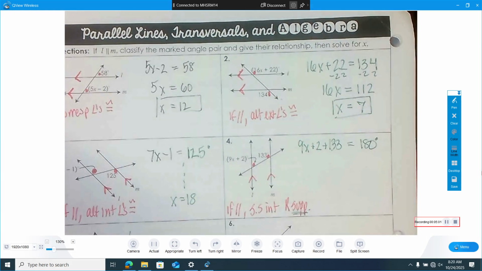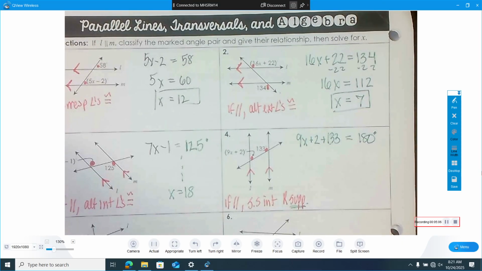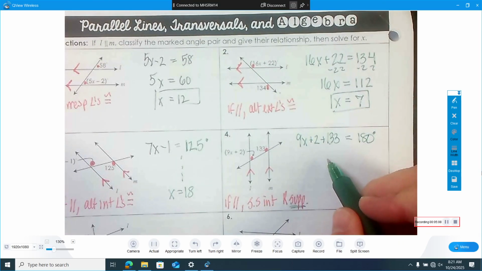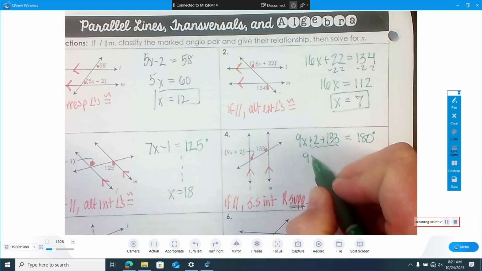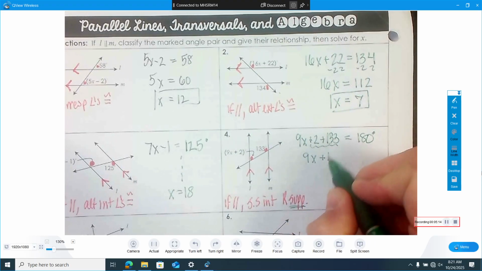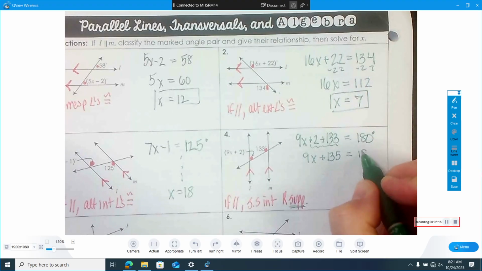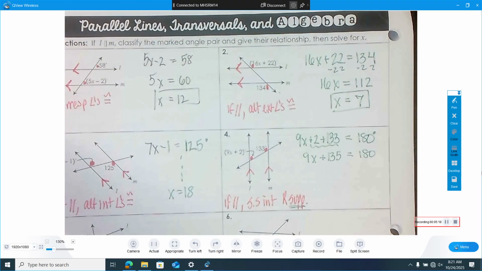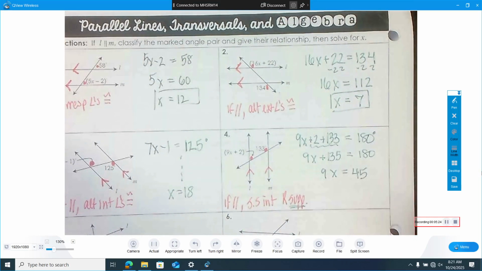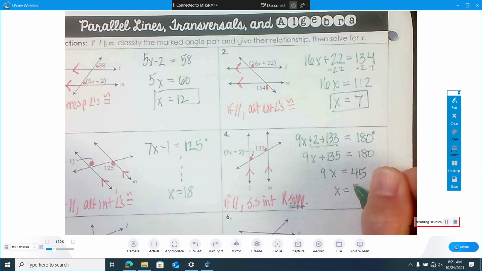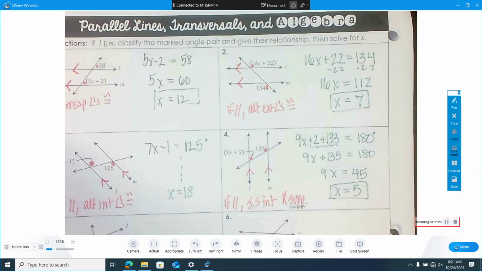That means 180 degrees. Let's solve this one. What should we do to solve this? What do we have to combine? Combine like terms. So 9x plus 135 equals 180, and then we need to do what? Minus 135, which gives you 45. Excellent. And then divide, which gives you x equals 5. Beautiful. Great.